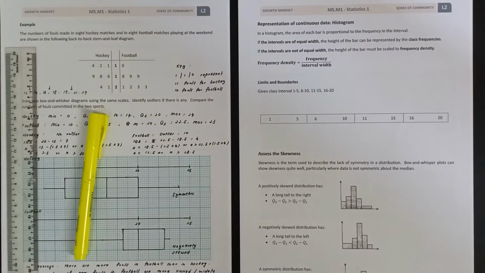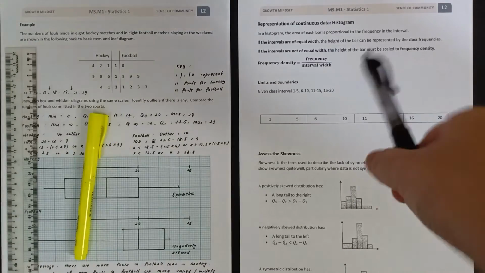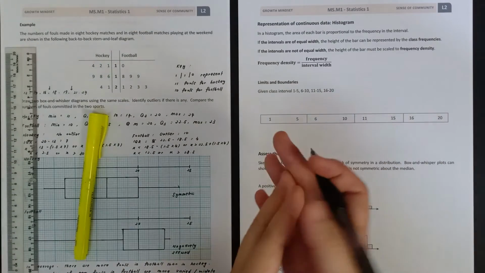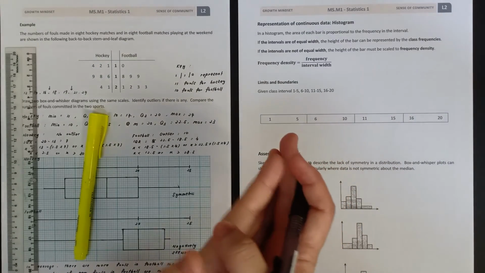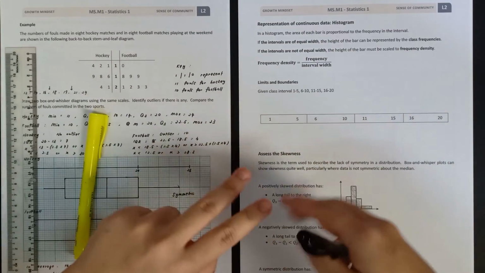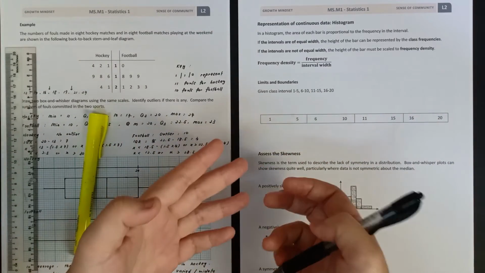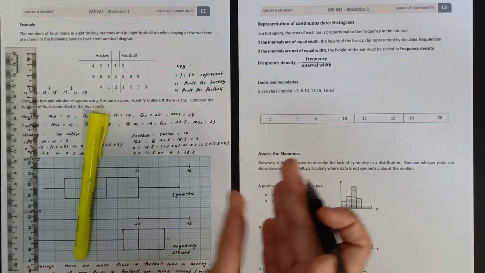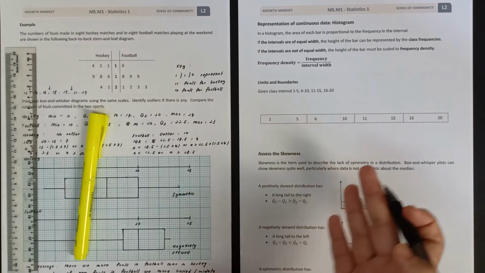Okay, so the third representation, we are going to look at histogram. Normally a histogram can be used to represent discrete data, or continuous data also can. There are actually two types. It's basically the same thing. It's just something that you need to be a little bit more cautious about when you do the question.